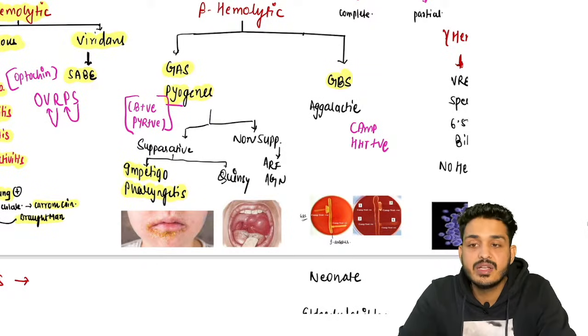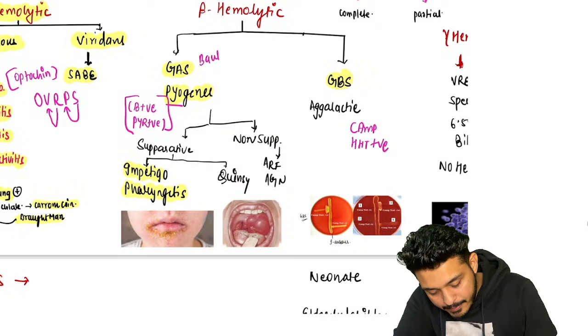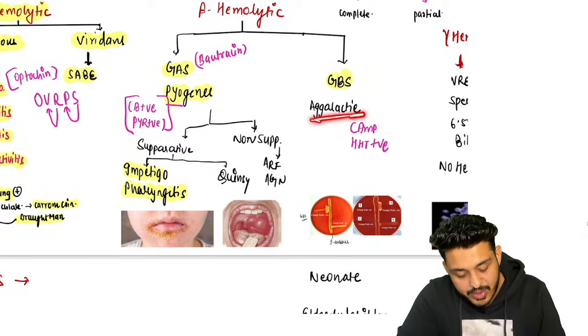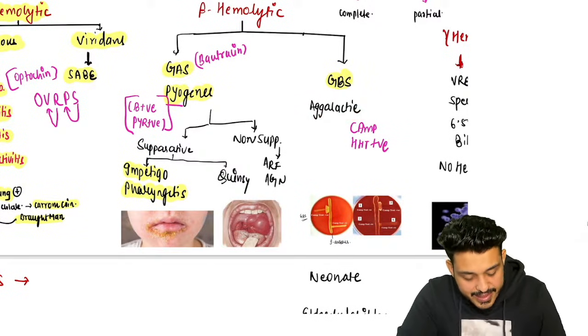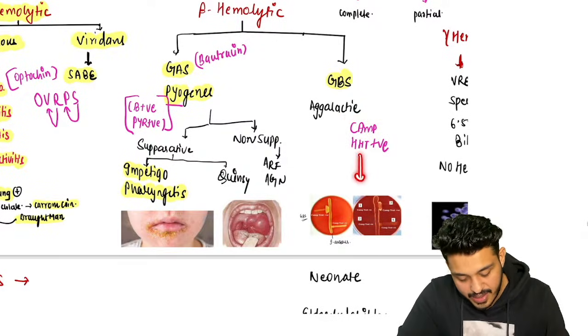Remember like that. So pyogenes is going to be bacitracin sensitive and PYR positive, right? Whereas agalactiae is going to be resistant to the same. Agalactiae is going to be CAMP positive and hippurate hydrolysis positive. This is going to be the agalactiae, right?